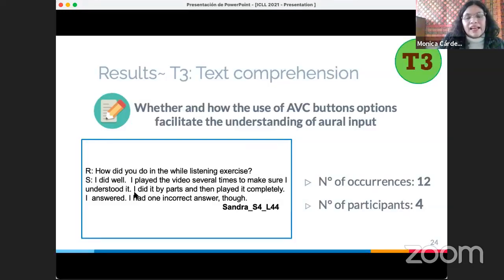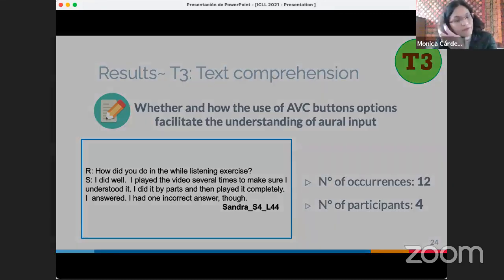Now, for the last cluster of theme 3, which is the need for listening development, we have text comprehension, which was defined as whether and how the use of ABC buttons facilitated the understanding of oral input. We have selected a quote from Sandra from session number 4, who described how repeated interaction with ABC buttons, in particular with the play button, helped her comprehend the text.